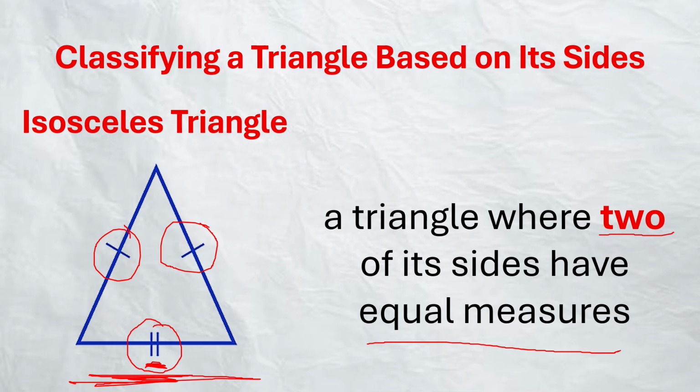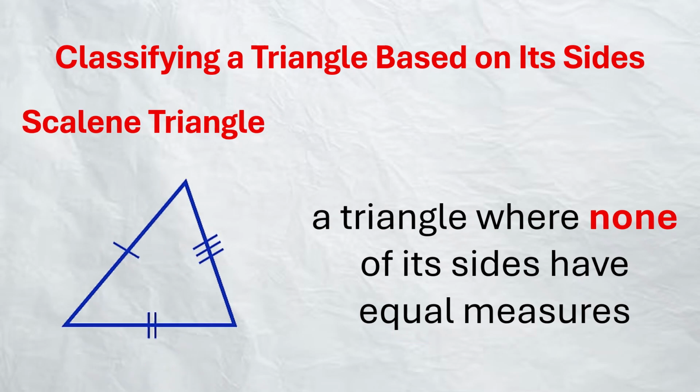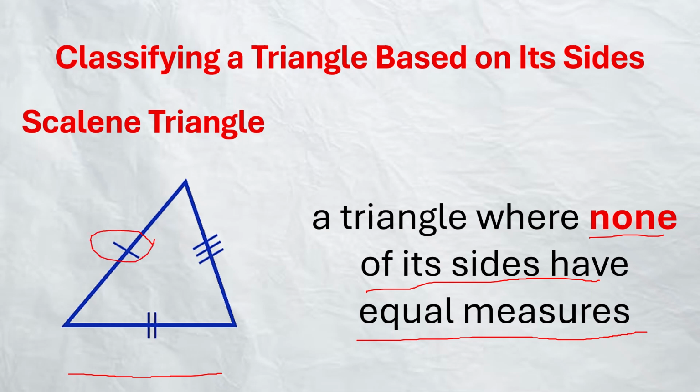Note that equilateral triangles are also isosceles triangles because they both have 2 sides that are the same length. But remember that for equilateral triangles, all 3 sides are equal. The third one is the scalene triangle. A scalene triangle is a triangle where none of its sides have equal measures. So this figure here is an example of a scalene triangle. Note that the tick marks here indicate that their measures are all different.